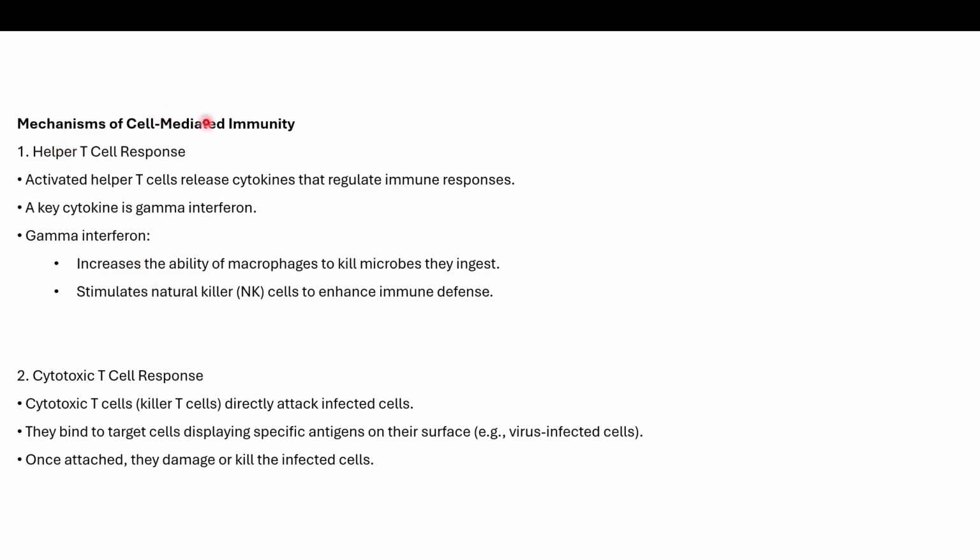The mechanisms of cell-mediated immunity: helper T cell response. Activated helper T cells release cytokines that regulate immune responses. A key cytokine is gamma interferon. We looked at interferons, right? Alpha, beta, and gamma, produced by different types of cells. Gamma interferon increases the ability of macrophages to kill microbes they ingest, and stimulates natural killer cells to enhance immune defense.